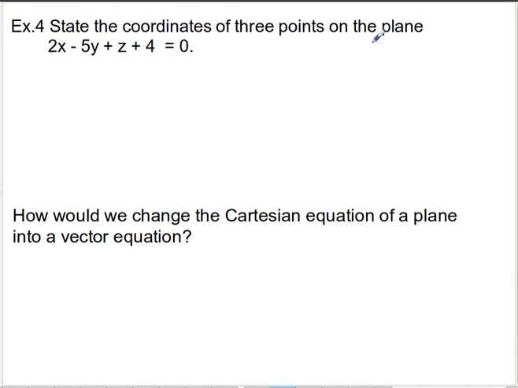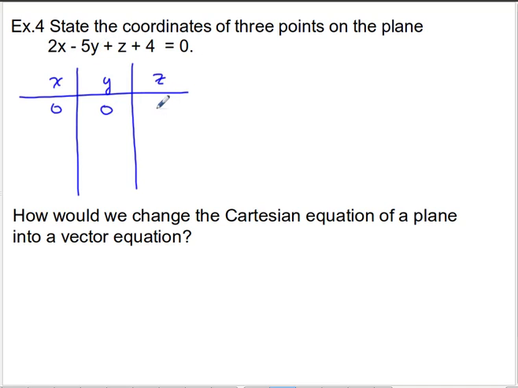State the coordinates of 3 points on the plane. Now you might wonder, this is one of those ones where it's easy to overcomplicate things. In this case, all we really need to do is sub in some values. So for example, what is the easiest value to put in here for x? That would be a 0. What is the easiest value to put in here for y? That would be a 0. And then from there, we have to get our value for z. So when I sub in a 0 here and a 0 here, I end up with z equals negative 4.